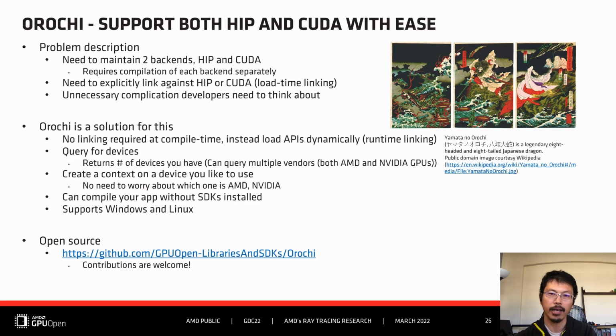So if you have a single AMD GPU and a single NVIDIA GPU, it is going to return 2. And then making a context on the device is very simple. You just need to tell the library that, hey, I want to make a context on device 1. And you do not need to think about whether this is an AMD device or NVIDIA device at all. The Orochi library is open source, which you can find here. We have not implemented all the APIs yet, but the core ones we need are already there, so you can use it today.